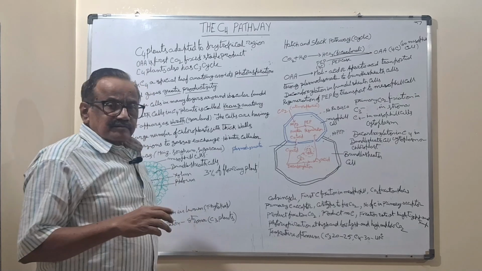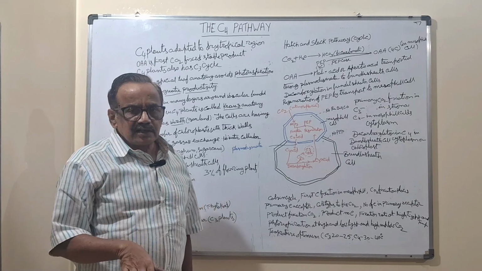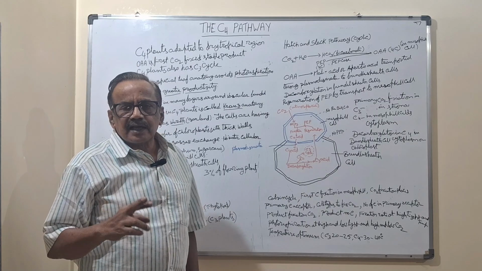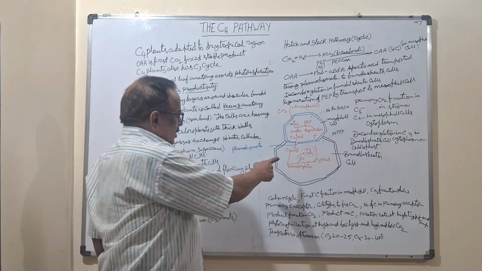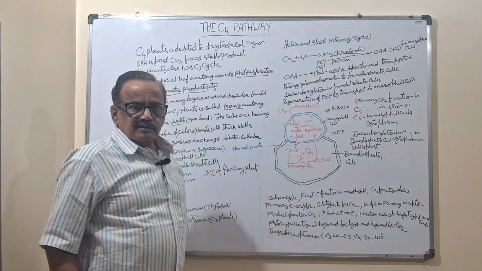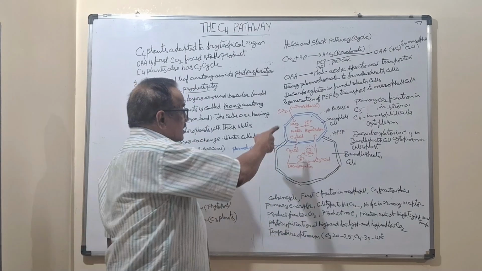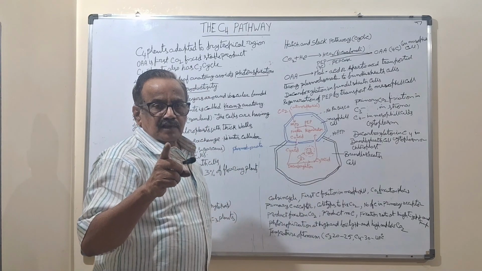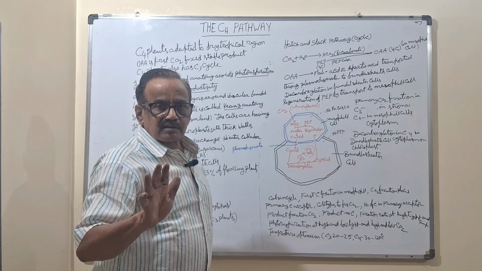And next, after reaching the bundle sheath cells, it will be decarboxylated. Then carbon dioxide will be released by decarboxylation. Remember, it was taken in liquid form but is released in gas form. That also he may twist, he may ask.